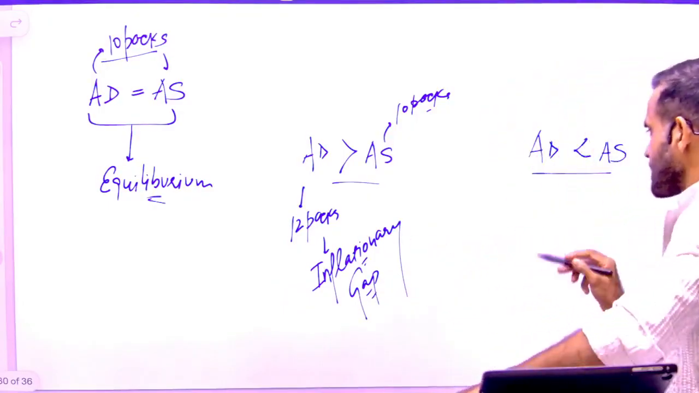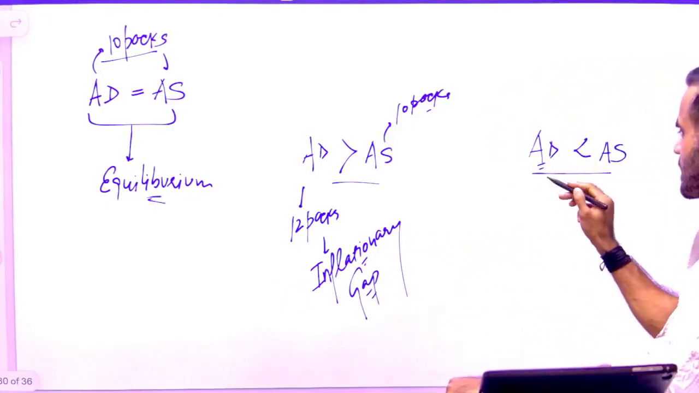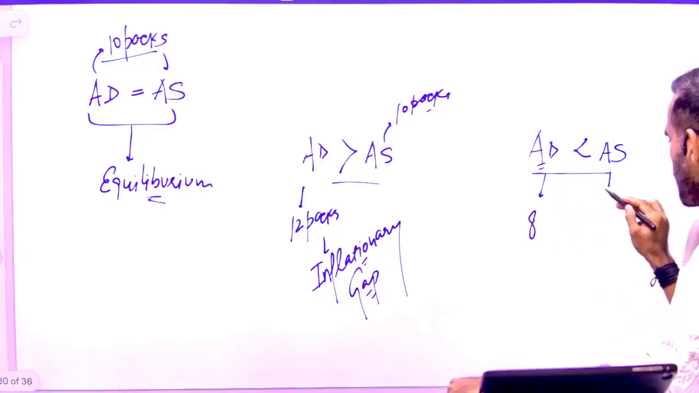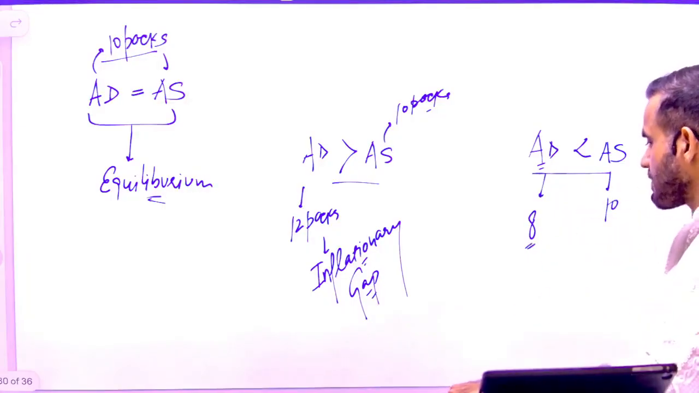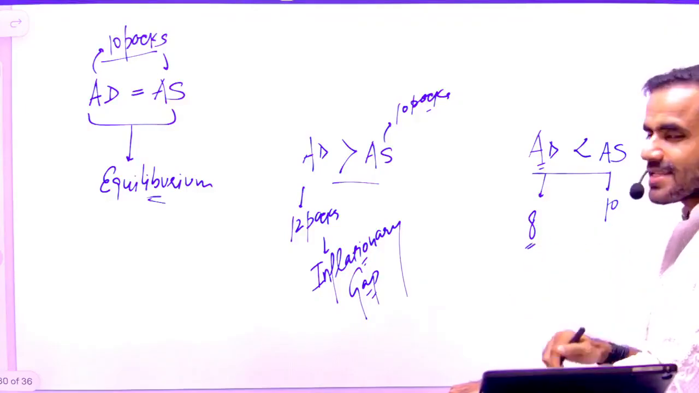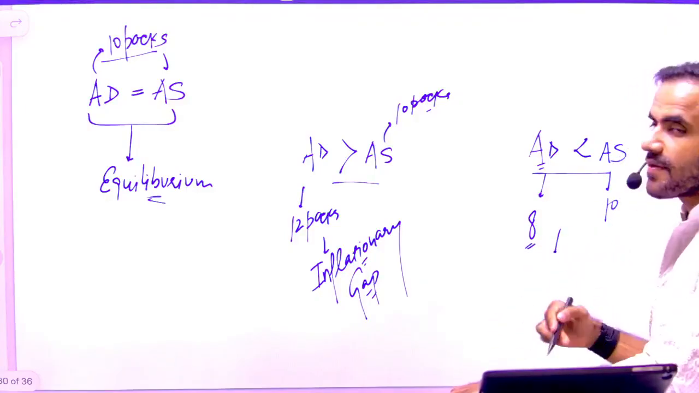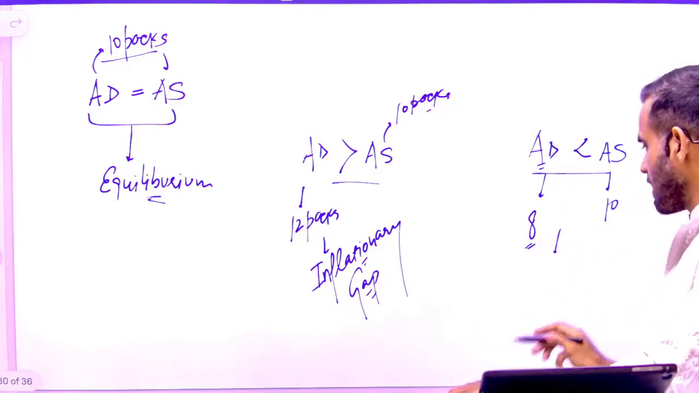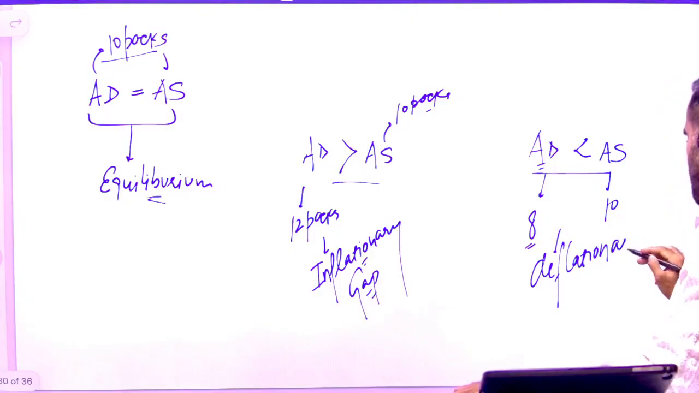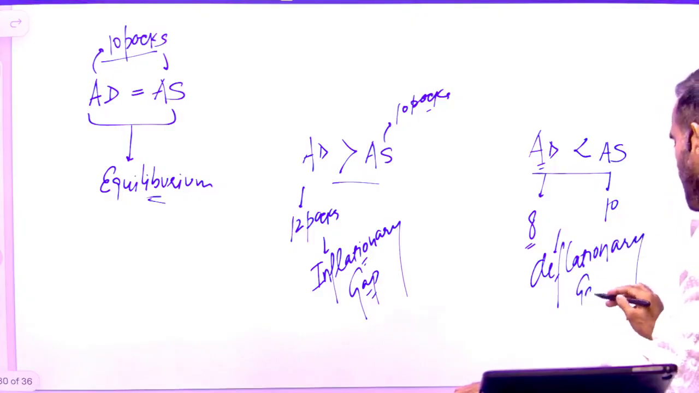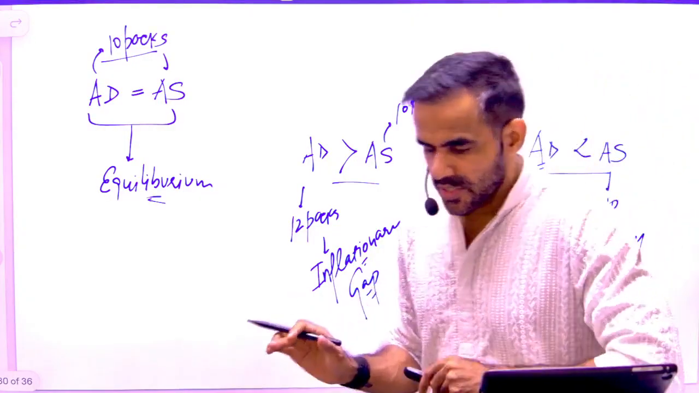In this case, understand, demand is lower than supply. Let's say demand is 8 and supply is 10. Now what will happen in this case? Please remember that demand is lower than the supply. So will it lead to inflation or deflation? It will lead to deflation. There is a gap between demand and supply. That's why this is referred to as a deflationary gap. Okay, these are 3 important situations.